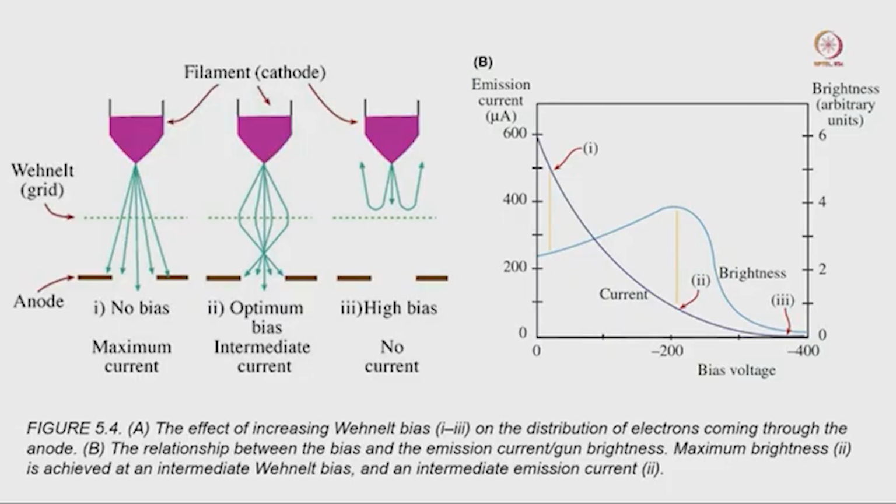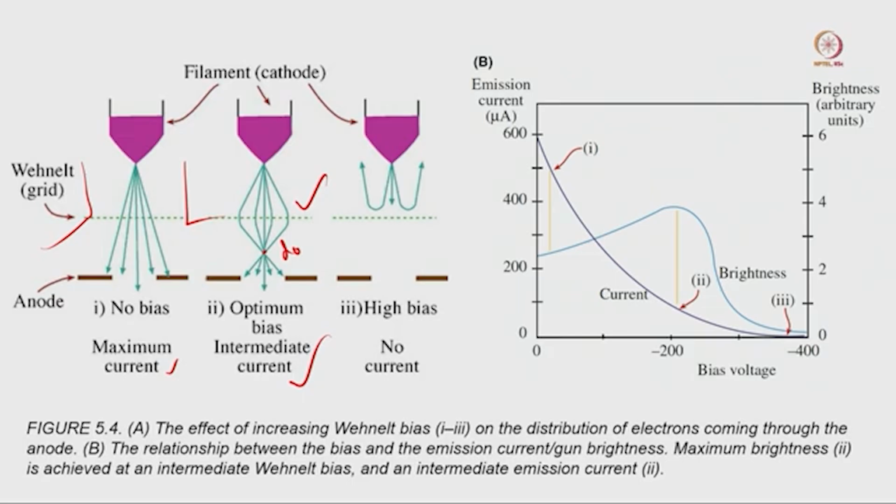Okay, that I already discussed when I was drawing that. When you have no bias, meaning there is no Wehnelt cylinder here, the beam will be spread all over. Some of the beam will be blocked by the anode and some of the electrons will go through. Definitely the maximum current will come, but it will be diverged and will not form a particular point here. So it is spread all over. Now this is the best scenario, where you have an optimum bias and intermediate current, and if you have a high bias, most of the electron beam will be blocked and there will be no current.